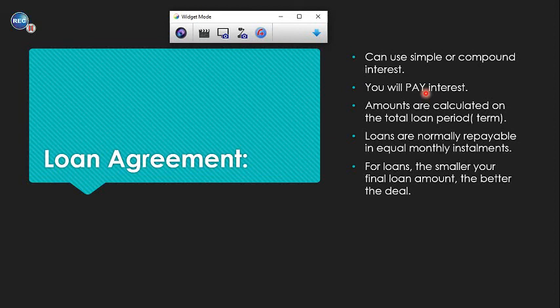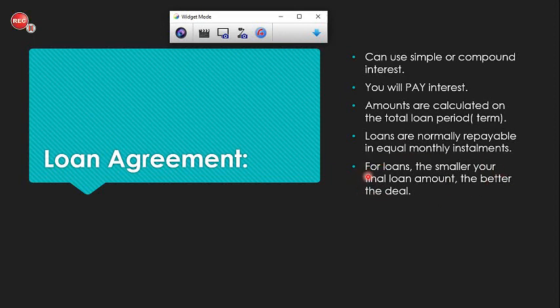Loans are normally repayable in equal monthly installments. So they do the calculations about what the total worth is going to be, and then you pay them back every month. For loans, the smaller your final loan amount, the better the deal, because you don't want to pay back too much. So in most cases, a smaller interest rate is a good idea.